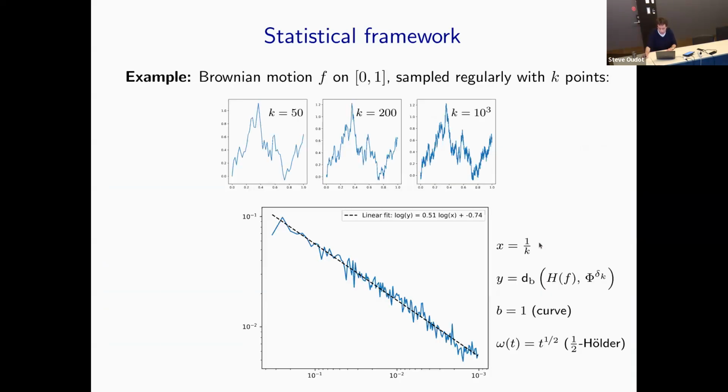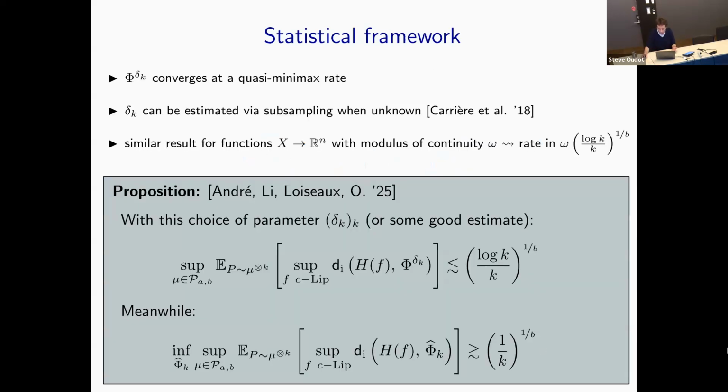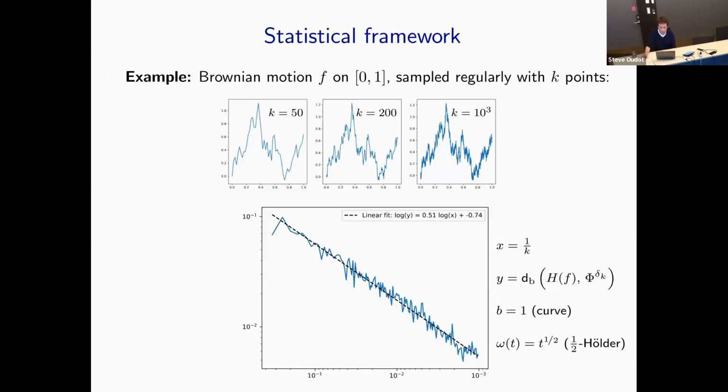Just because the modulus of continuity for Brownian motion is not a linear function. It's actually square root of t, which is 1/2 Hölder, and so that's why we see the 1/2 appear here. Actually, b is equal to 1, but here you have a square root. Sorry, that comes from the modulus of continuity. Okay, so you get square root of log k over k, and so that's why you get this convergence rate, which on a log scale gives you a line that has slope 1/2. Okay.